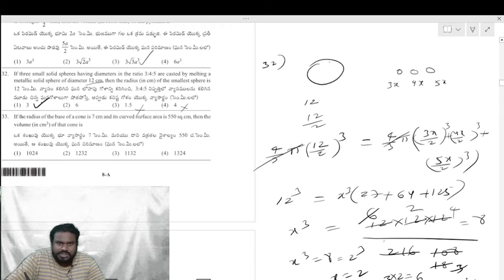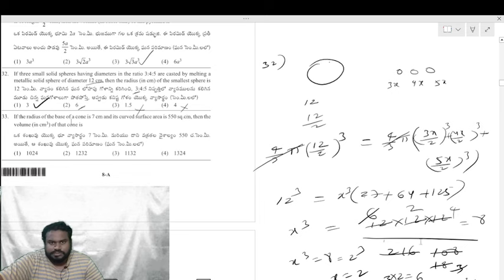You can simply eliminate the options, because by looking at the question itself, it should be a multiple of 3. 2 cannot be a multiple of 3, and 1.5 is also a fraction. So you can eliminate these two. It can be 3 or 6. We need to identify that while solving.